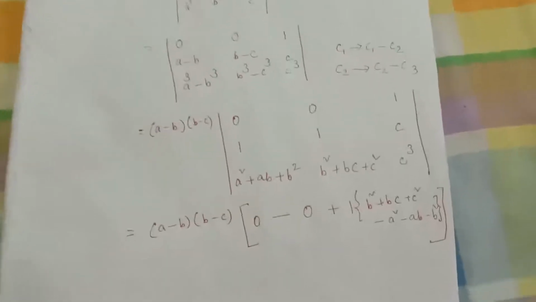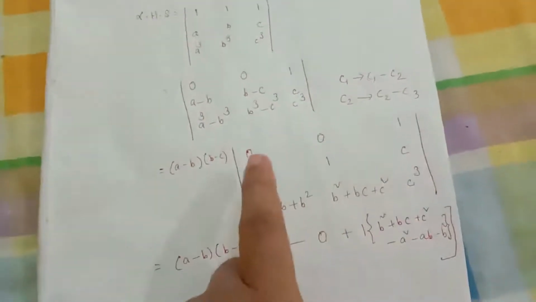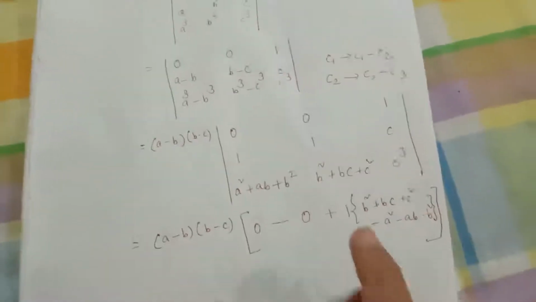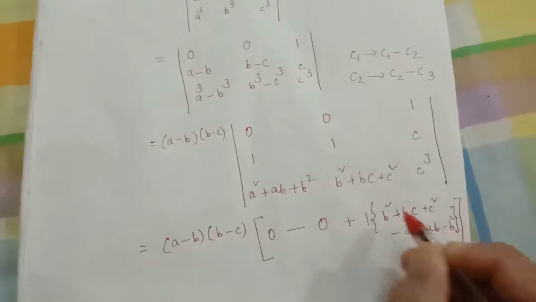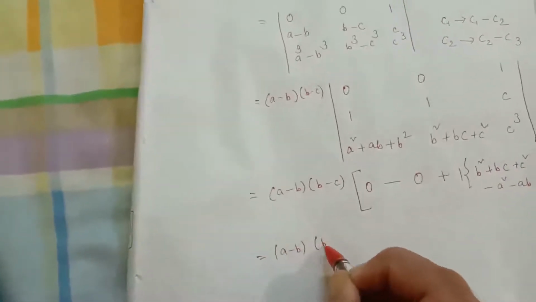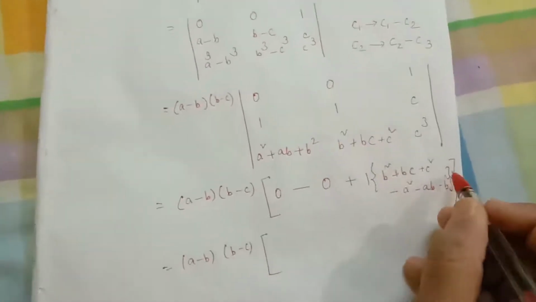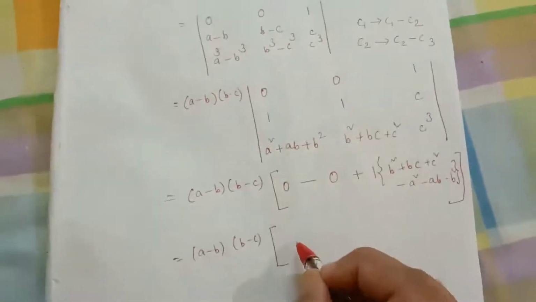Expanding along the first row, 0 into something will be 0, minus 0, 1 into this, minus this into this. Now if we simplify, you can see B square and B square, these two will get cancelled. A minus B, B minus C. Let us arrange the remaining terms, cancelling B square, C square minus A square.